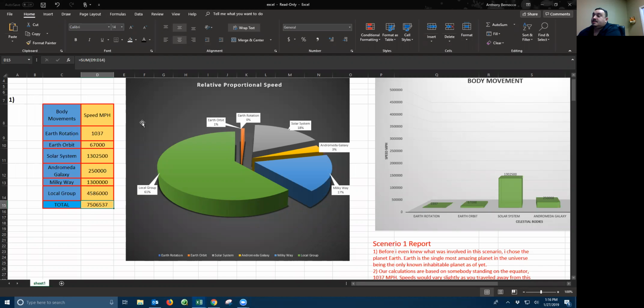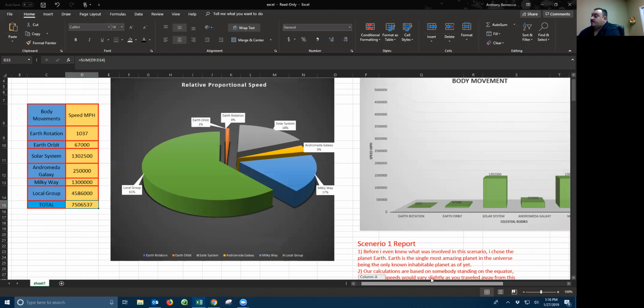As you can see on my first scenario here, we have our body movements and our miles per hour and our table that we created under the solar system and the local group. We have our formulas here, and under our total, we have the formula that we use to sum up the whole thing. Under here we have our pie graph that we created. I just dolled it up a little bit.